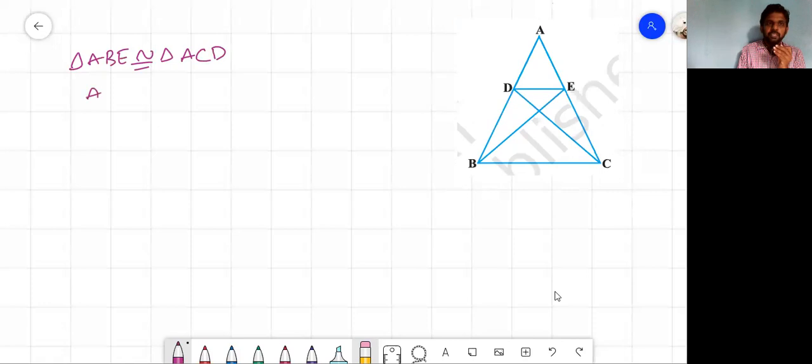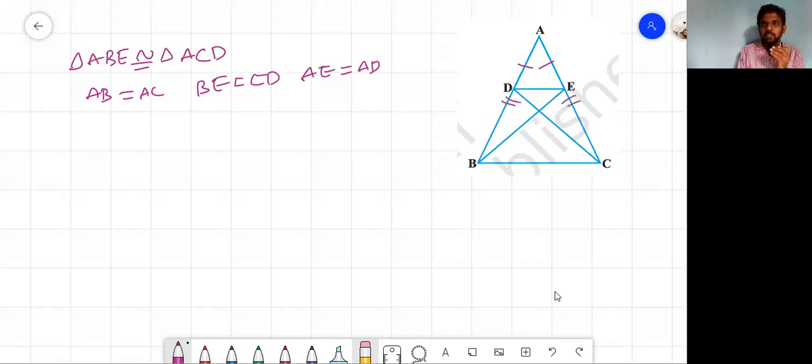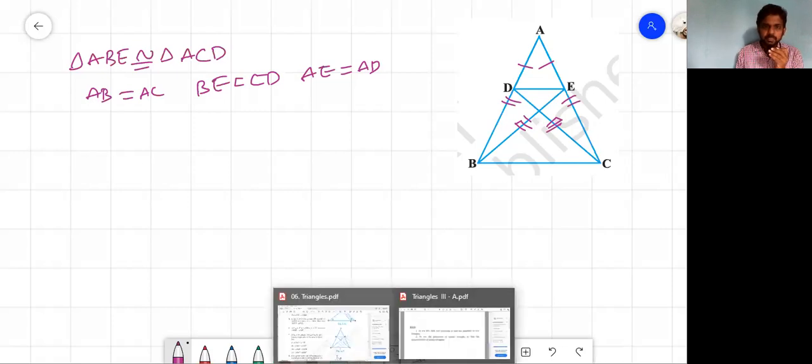Right? So we have that AB is equal to AC, BE is equal to CD, and AE is equal to AD. Right? So AE is equal to AD, and we have AB is equal to AC, and we have BE is equal to CD. Right? We have to prove that triangle ADE is similar to triangle ABC.